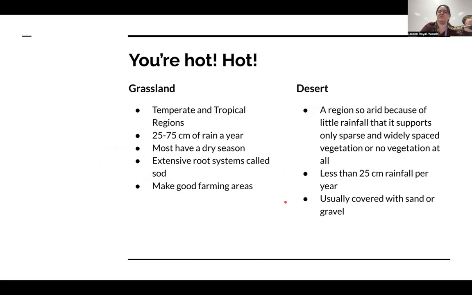Now keep in mind, there are deserts that are cold and hot, and sometimes they're both. There's a lot of deserts where it's blistering during the day and freezing at night, like the Gobi, heck, a lot of our deserts. It's so arid, very little rainfall, only sparse, widely spaced vegetation, or no vegetation at all, less than 25 centimeters of rainfall per year. It's usually covered in sand or gravel. A lot of really interesting adaptations from both plants and animals come out of these.